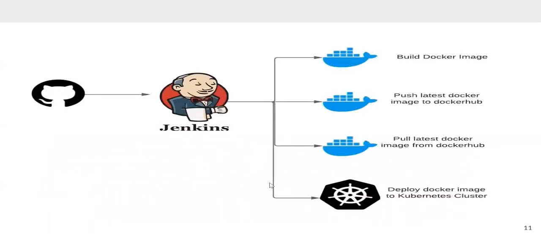So for our project, this is the basic syntax that we have come up with for our entire CI/CD process. We are currently configuring this part where Jenkins will automatically take the changed code from our GitHub and build a Docker image. We then need to push this latest Docker image to Docker Hub. Once this is done, we pull the latest Docker image from Docker Hub and deploy it to a Kubernetes cluster. So this involves both the CI as well as the CD process.